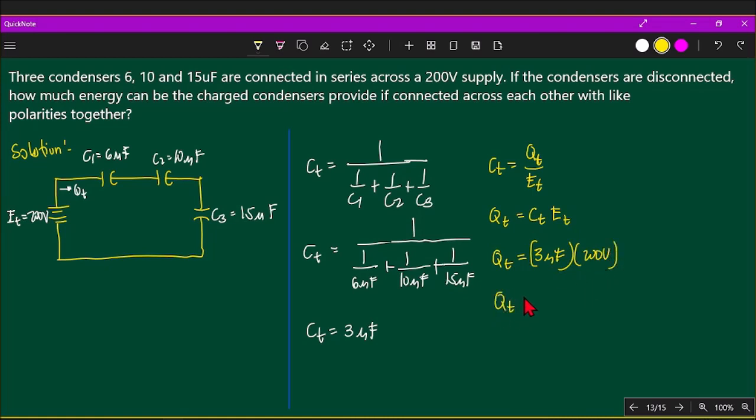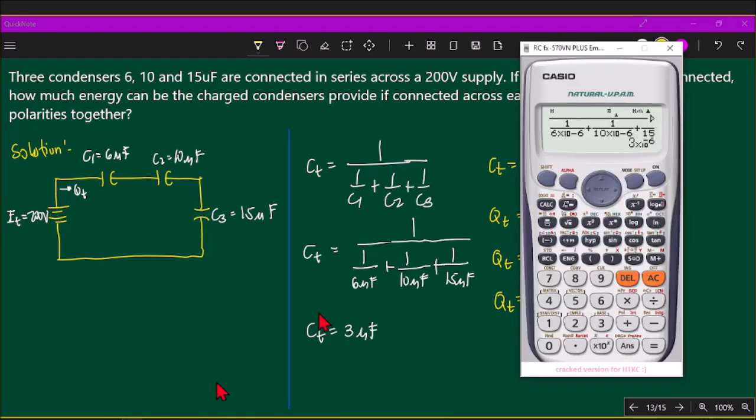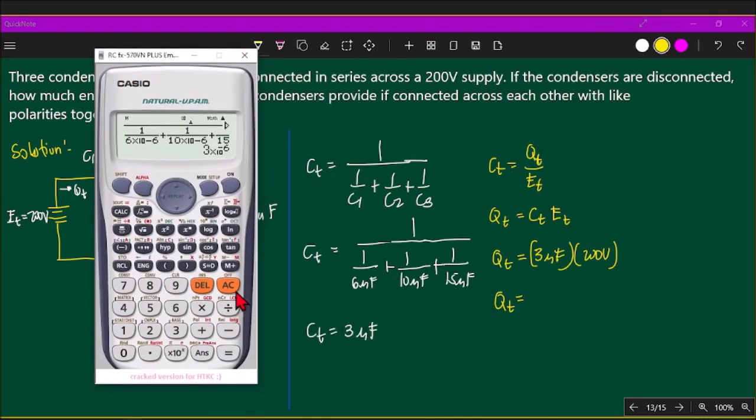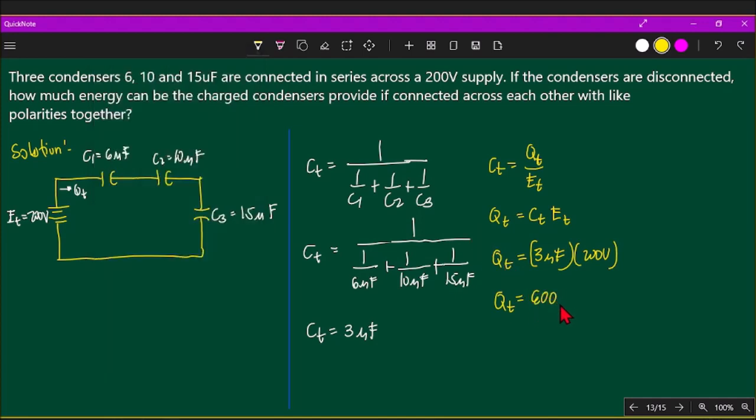So our total charge is 3 microfarad times 200 volts. This will be equivalent to 600 microcoulomb.